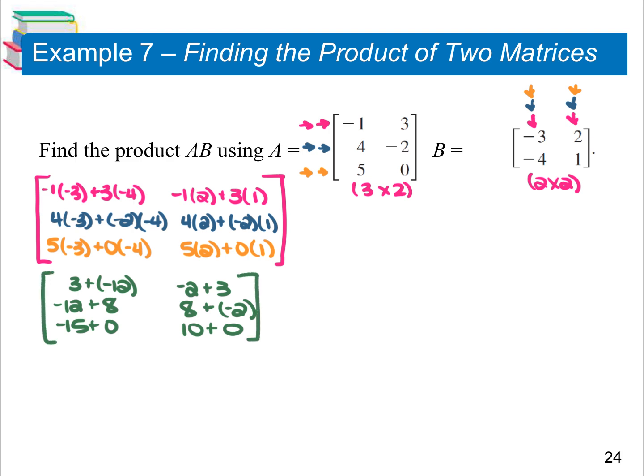So if we combine terms here, your 3 plus -12 is -9. -2 plus 3 is 1. -12 plus 8 is -4. 8 minus 2 is 6. -15 plus 0 is -15. 0 plus 10, or 10 plus 0, is 10.